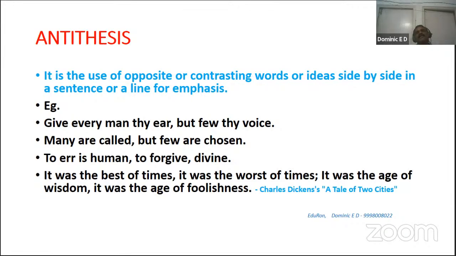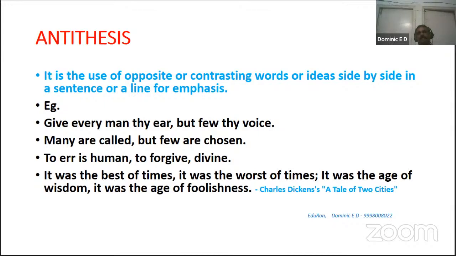Whereas in antithesis, opposite words or contrasting words are used for emphasis. Give every man thy ear, but few thy voice. So every and few. Opposite words are used within. Many are called but few are chosen. Many and few. To err is human, to forgive divine. Again, opposite. Human and divine.